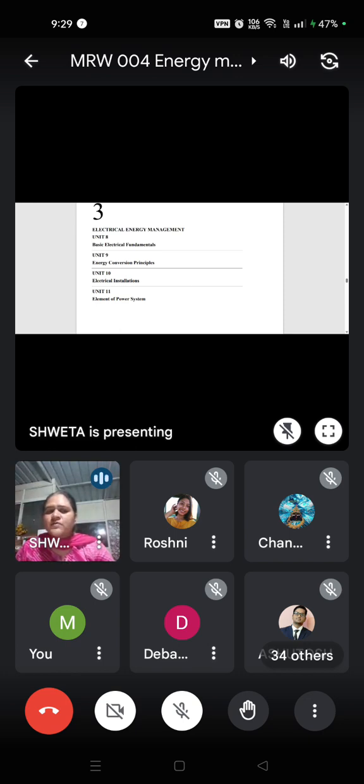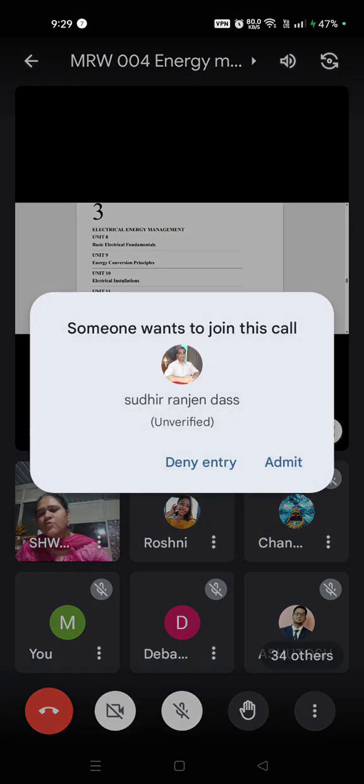Then in unit 10, we will be discussing various electrical installations, what is a switch, earthing, etc. Switch gears, etc. Elements of power plant, power system. Then we will discuss how power is distributed, where the various losses are, etc.